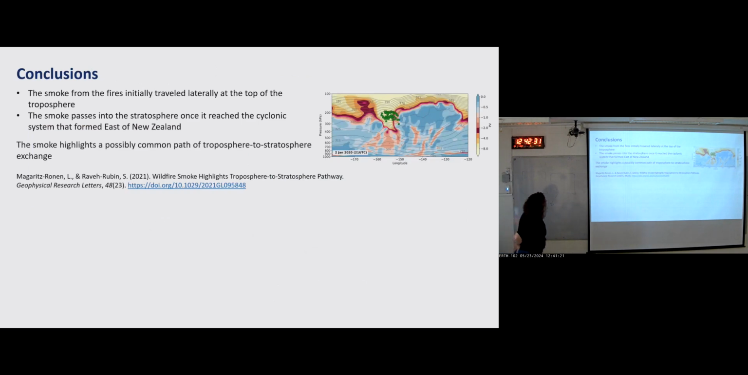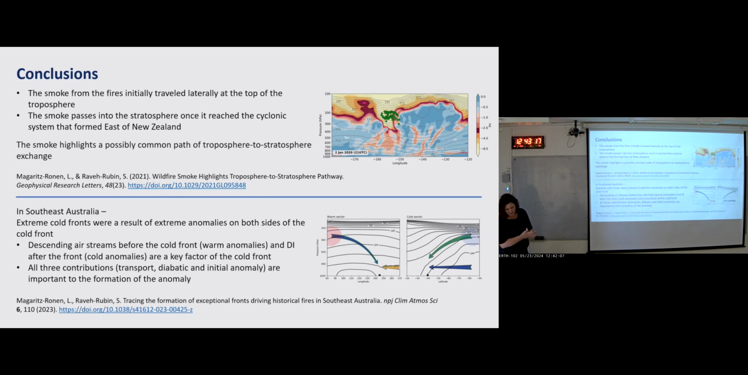Okay, just to conclude what I was saying. This is the second part. We were tracking the smoke, trying to see why the smoke entered the stratosphere and where it entered. What we found is that the smoke first traveled laterally along the top of the tropopause. These are the middle trajectories. Once it reached the cyclonic system, it was scooped into the stratosphere and pushed up. The location of the bubble that was first seen is right above this system. This was the first place it was located. And this situation highlights a very possible mechanism for troposphere to stratosphere transfer.